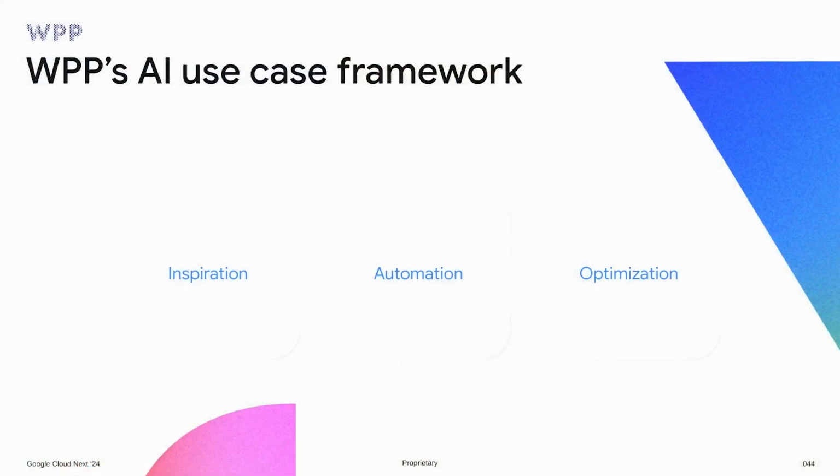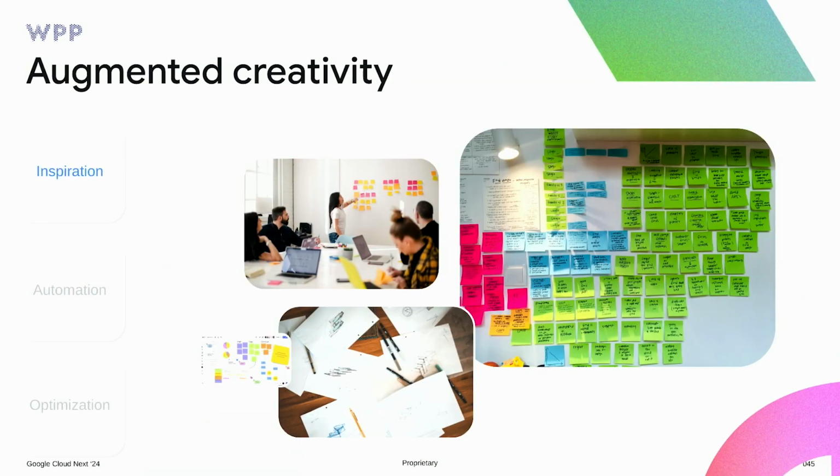So this is how we think about AI in three different categories. The first is inspiration. This is about coming up with the key creative concept. We then go into automation, and then finally, optimization. So I'm going to take you through each of those and talk about how generative AI video could potentially affect each of these use cases.